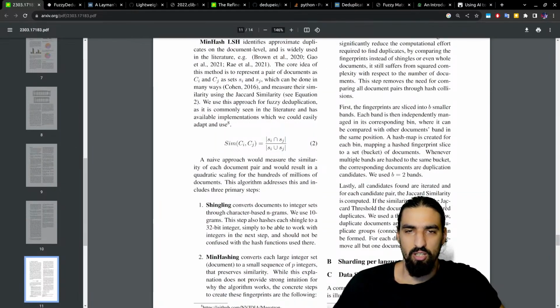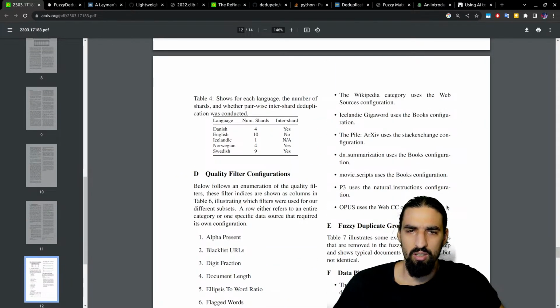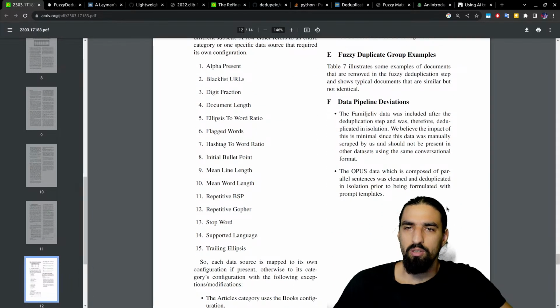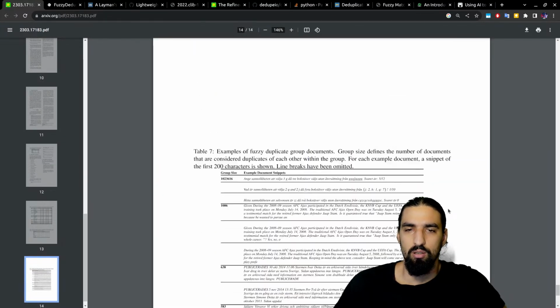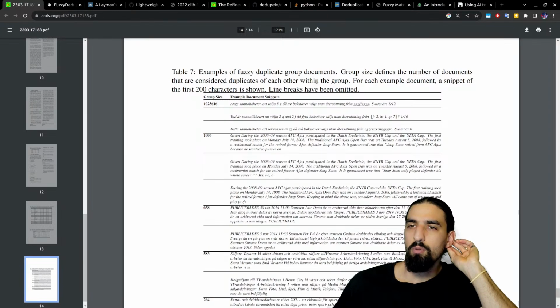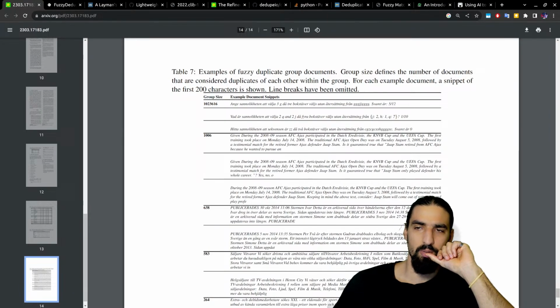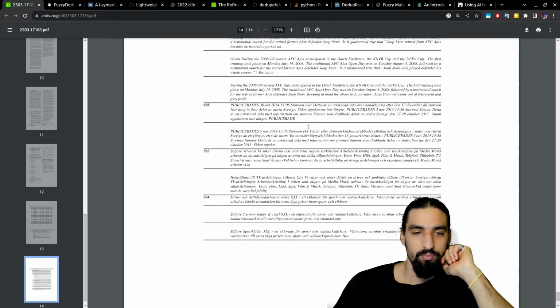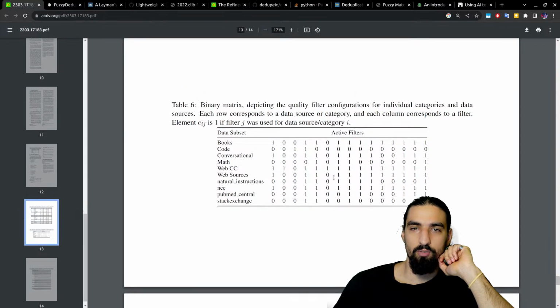Let's go to the appendix section quickly. Sharding, quality filter configuration. Let's see some of these examples they filter out. The number of documents that are considered duplicates of each other within the group. For each example document, a snippet of the first 200 characters is shown. Line breaks have been omitted. Okay, I don't really speak the language, so it doesn't really matter for me.